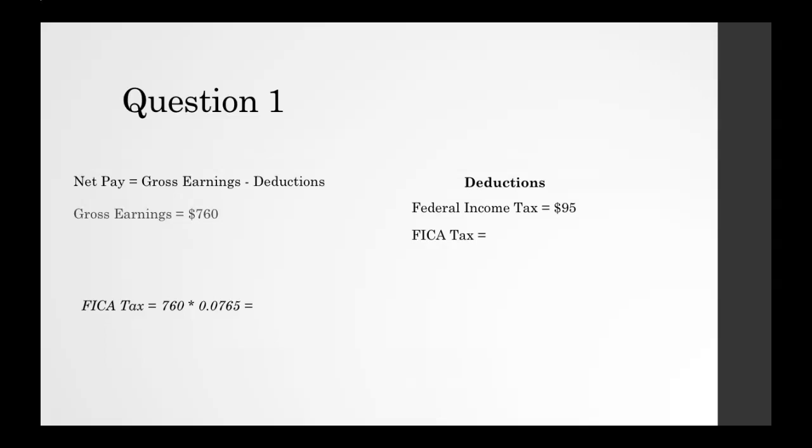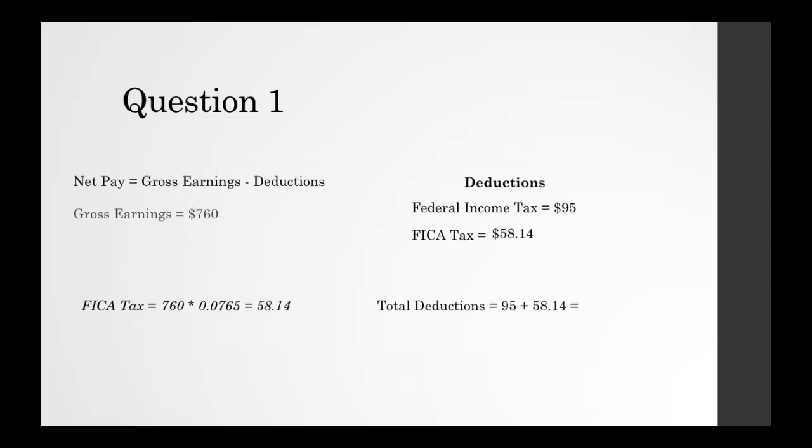So what we'll do is we'll take our gross earnings amount that we just found, that's $760, and we'll multiply that by 7.65%, or as we see on the screen, 0.0765, which will come out to $58.14. So that's your amount for the FICA tax.